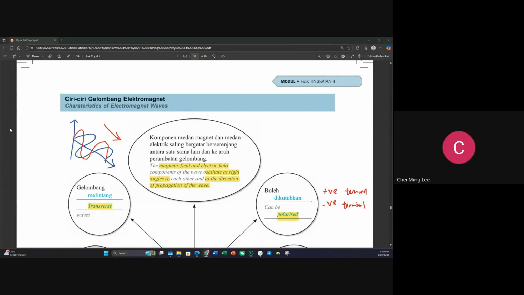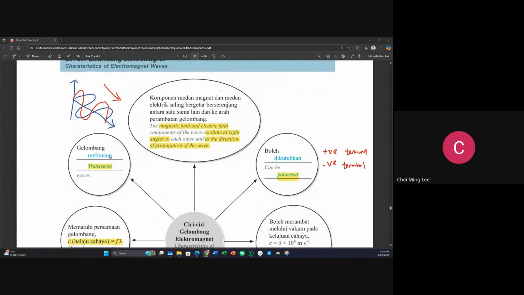The electric wave and also the magnetic wave, correct? And they are actually, the phase difference is 90 degrees. Okay, so now let's see the characteristics of all of it.